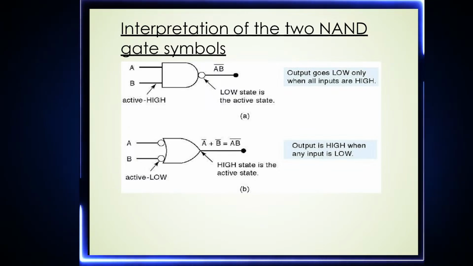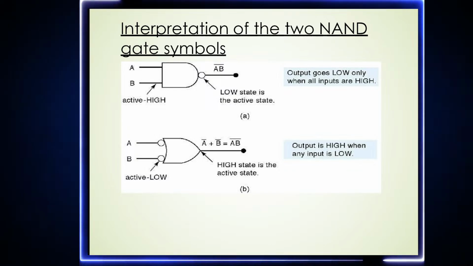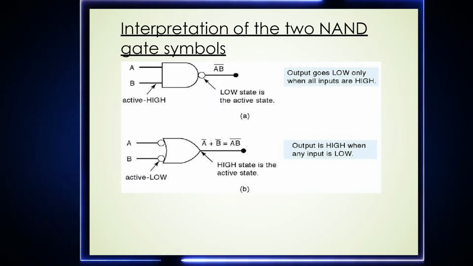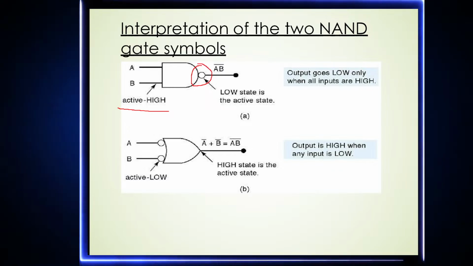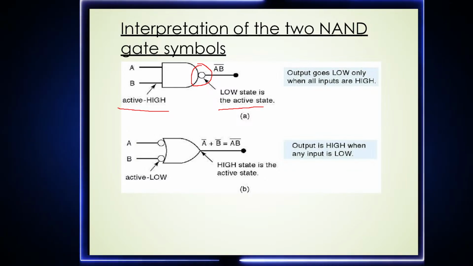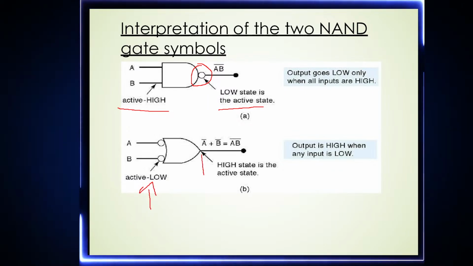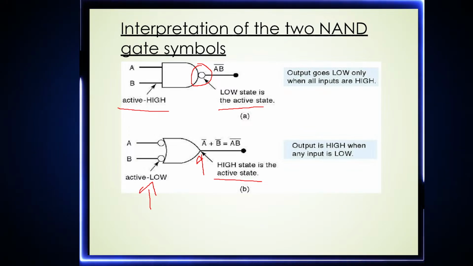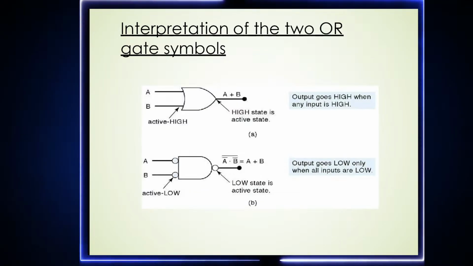Okay, yes. Now let's see representation of two NAND gate symbols. So in here, when there is no bubble, it is called active high, right? And when there is a bubble, it is called an active low state, right? Similarly, you can see over here, now there is a bubble given at the input side, that's why this becomes an active low state. And here there is no bubble, so this becomes an active high state. So you need to understand the functioning of this bubble, very important. The bubble represents an active low state, right?